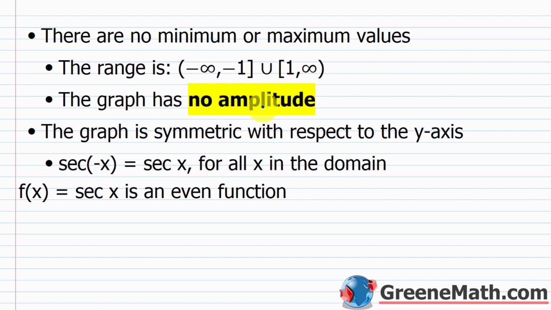So the graph has no amplitude, again, because there are no minimum or maximum values, and the graph is symmetric with respect to the y-axis. So the secant of -x is equal to the secant of x for all x in the domain. So we can say f of x equals the secant of x. That is an even function, just like cosine.